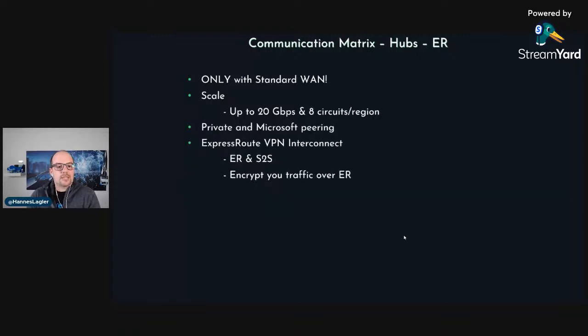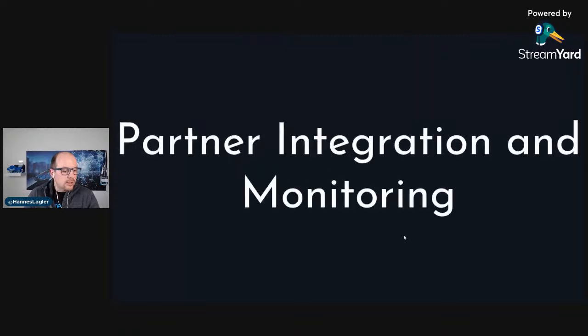Okay, and at the end, ExpressRoute is only available from the standard vWAN hub, the same 20 gigabits. Private and Microsoft peering is available. This is not special for vWAN, so this is the same when you implement ExpressRoute in your normal architecture. So now we'll go into a short demonstration about partner integration.